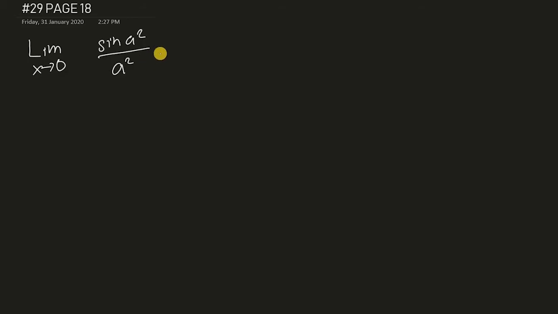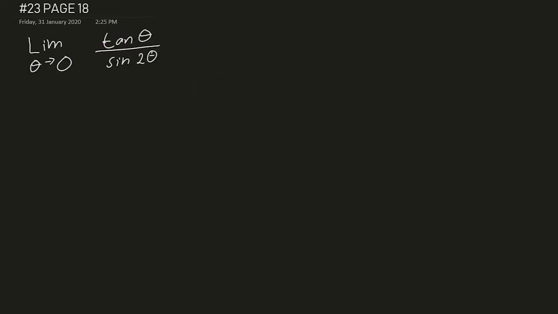Sabi dito, sin a squared over a squared. Basically, guys, ang sagot niyan is 1. Kasi nga, sabi natin, kapag same yung argument dito, tsaka yung denominator, you have the value which is 1. O, diba? Ang dali. Next, number 23 naman. Again, kinuha ko yung mga problems po dito sa book ni Love and Rainville, no? The calculus book. So, let's solve for this.